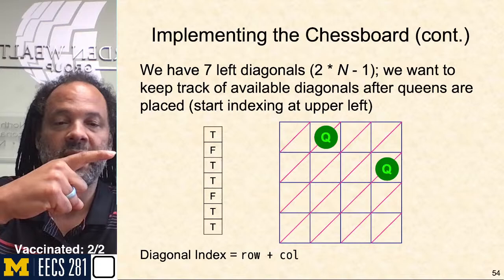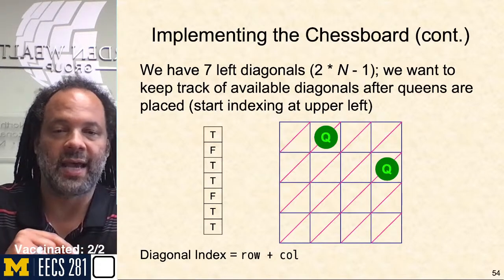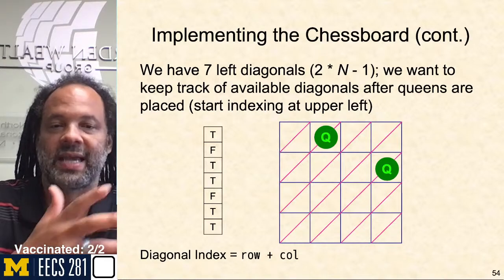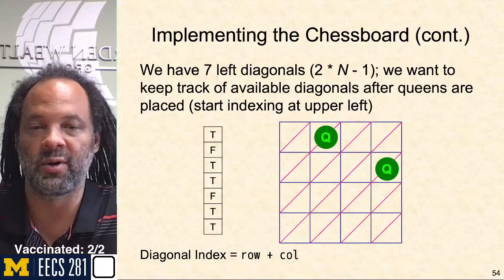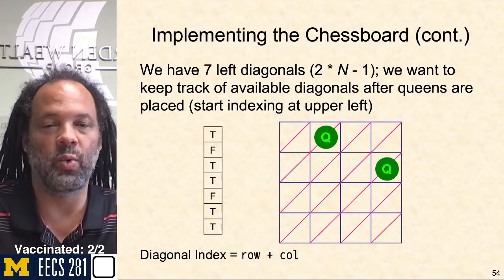The second one is false. It's that pink one that goes through the second row, first column, and first row, second column. It's got a queen on it though, so it is no longer available. If I try to place anything on that diagonal, the queen that's already there will threaten it.